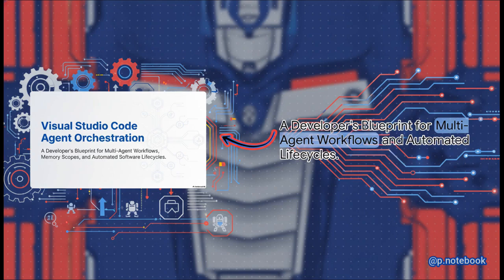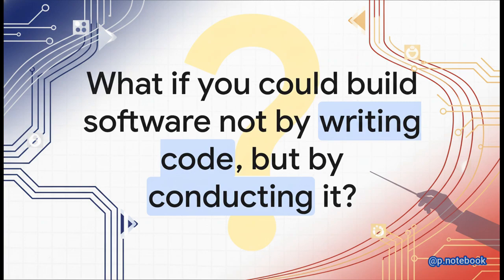We're going to break down exactly how you can use a whole team of AI agents right inside Visual Studio Code to automate the entire software lifecycle, from the spark of an idea all the way to that final pull request. So let's start with this big idea, a question that really sets the stage for everything else.